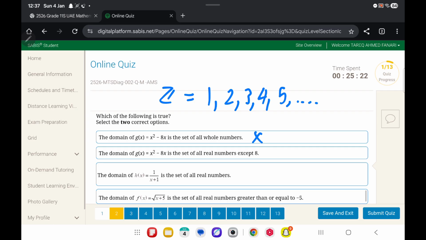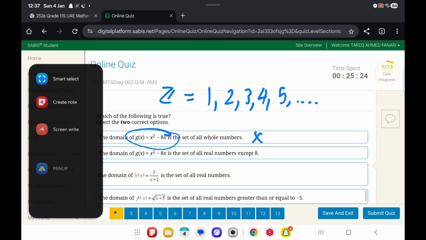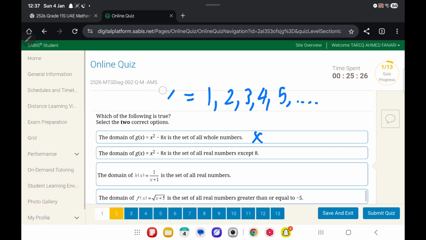Now, here's the thing. This polynomial can accept pi. It can accept, I don't know, you can have pi squared minus 8 pi. This is real. This is valid, right? Do it on your calculator, it'll give you a real number. So this is wrong, right? All whole numbers? I just found an irrational number. Pi is irrational. The set of rational numbers is Q, right?